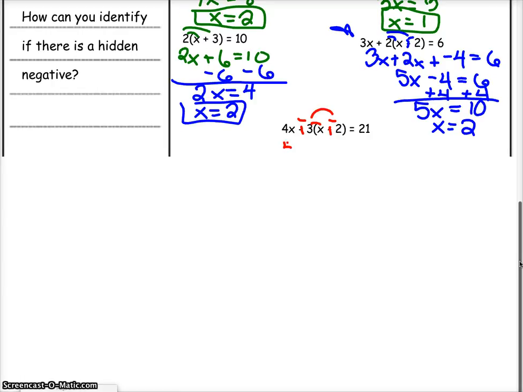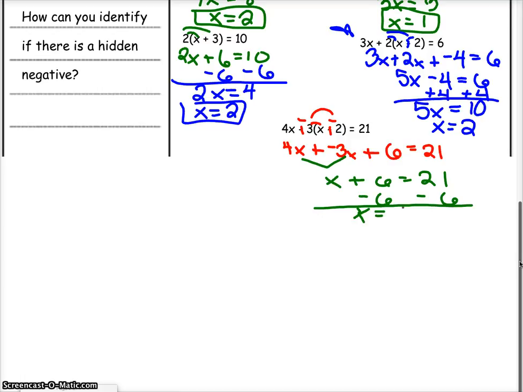Distribute. 4x plus negative 3 times x is negative 3x plus negative 3 times negative 2 is 6. I don't solve yet. I can combine like terms. 4x and a negative 3x is just one x left. Now I solve. X equals 15.